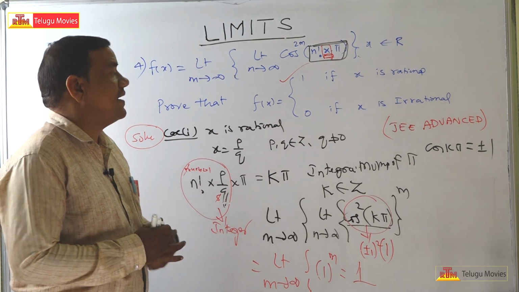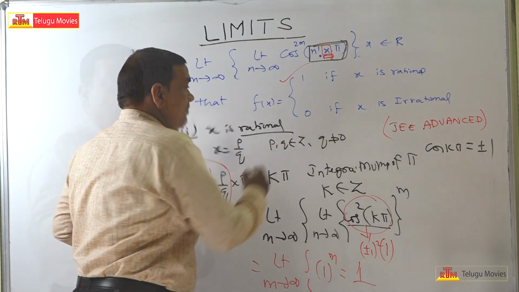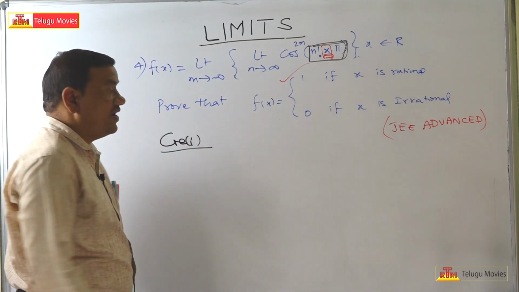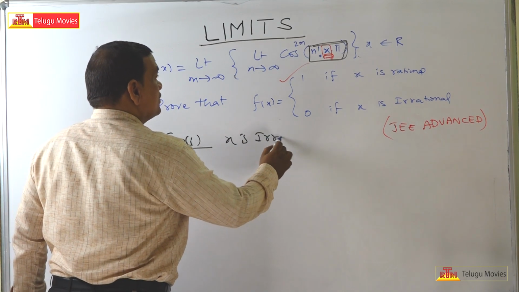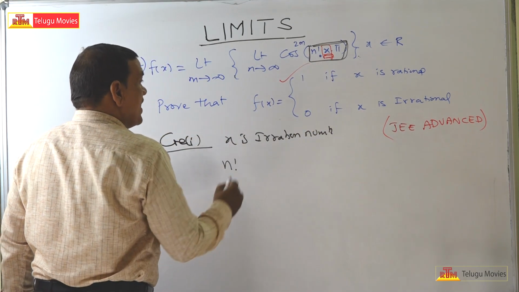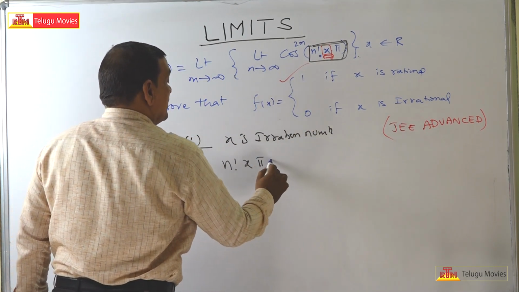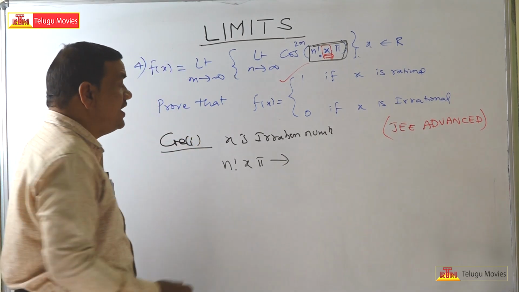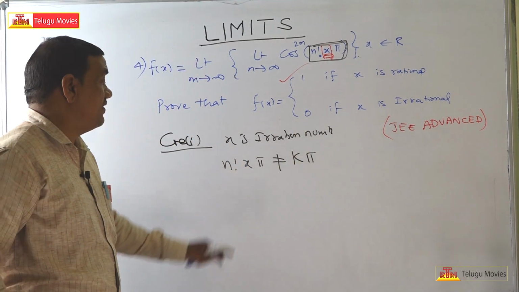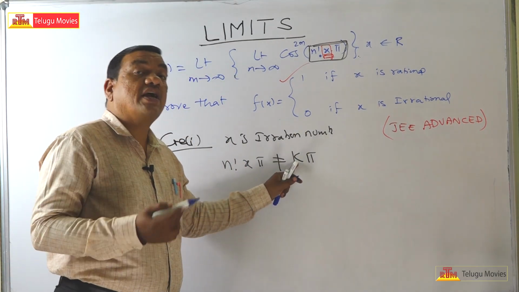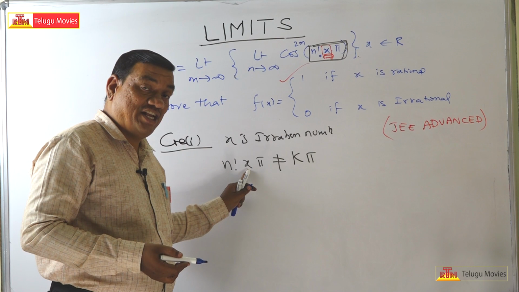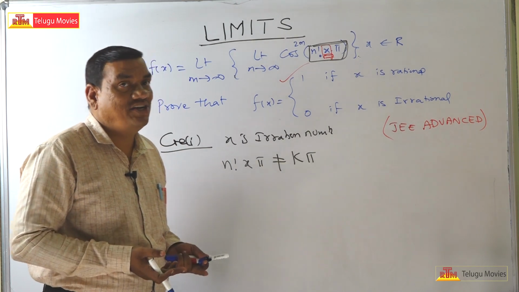Now, let us see what happens if x is an irrational number. So, let us see that case 2. Case 2, when x is an irrational number, what happens? Then definitely n factorial into x pi cannot be equal to k pi. When x is a rational number, it will be an integral multiple of pi. When x is an irrational number, definitely you won't get an integer.